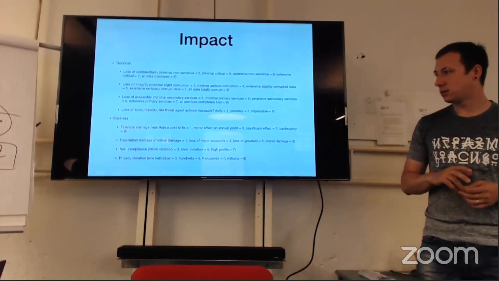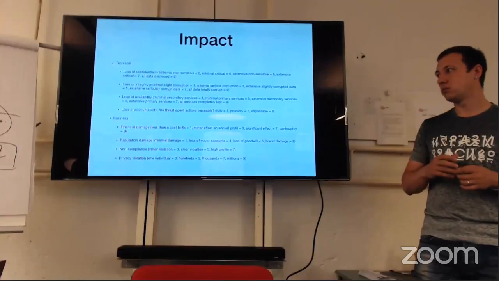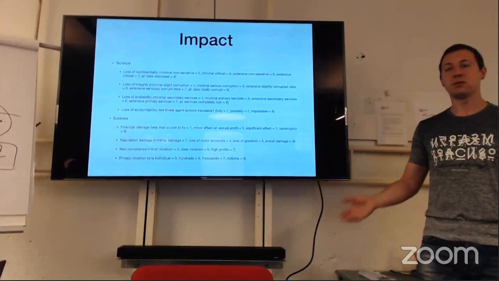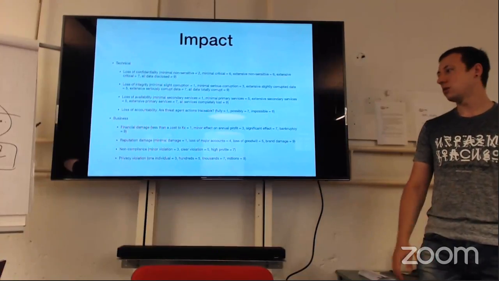And the last one is the privacy violation. And in here, privacy violation is more about how many users are affected. Here on the wiki, it's one user or 1 to 10 users. And here, it's if it's 100,000.